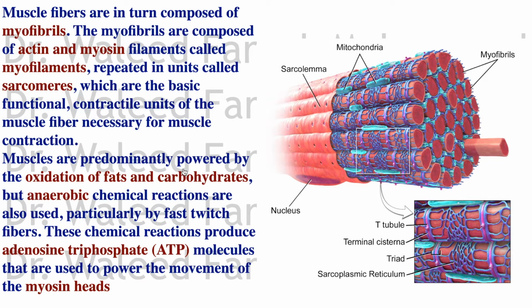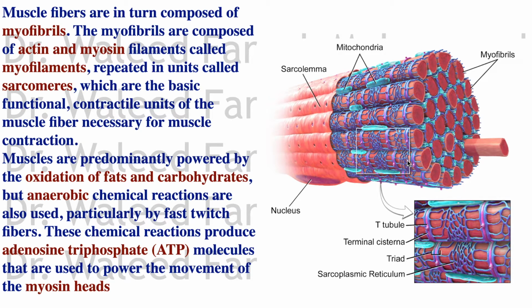Like we said, the muscle fiber is composed of myofibrils, that is molecules of actin and myosin. They are called the myofilaments, arranged into repeated units called the sarcomeres, which are the functional unit for muscle contraction. The power that the muscle uses to contract is derived from oxidation of fats and carbohydrates. This is aerobic metabolism, but there are also anaerobic chemical reactions that are used, and the muscle starts to consume its stored glycogen. This is particular in fast twitch fibers. The chemical reactions produce adenosine triphosphate, ATP, molecules that are used to power the movement of the myosin head.